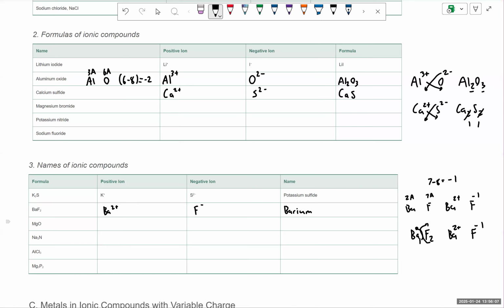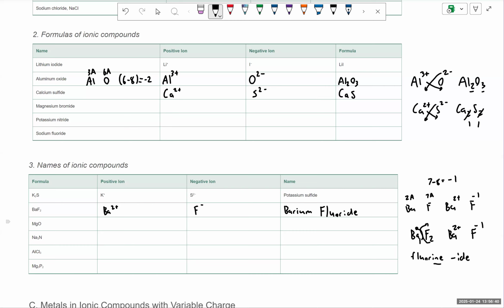Now, we've named our cation. Next, we're going to have to name the anion. So instead of fluorine, we have to modify the suffix to IDE. So fluorine becomes fluoride. So this would be named as barium fluoride.